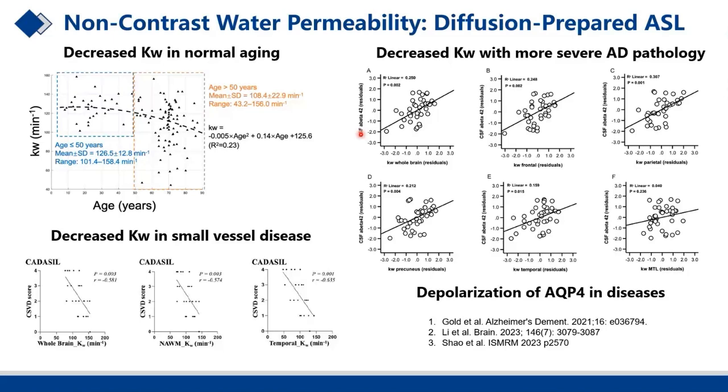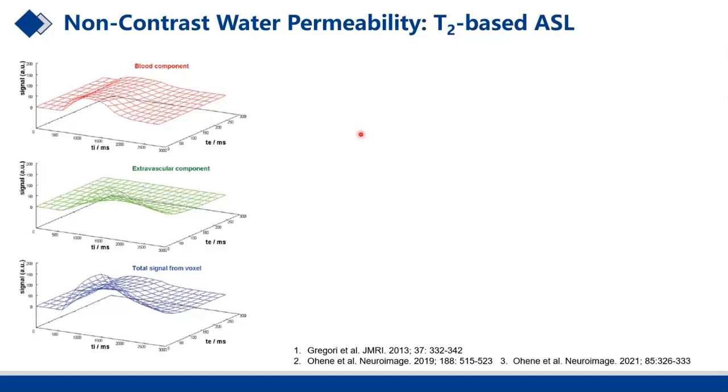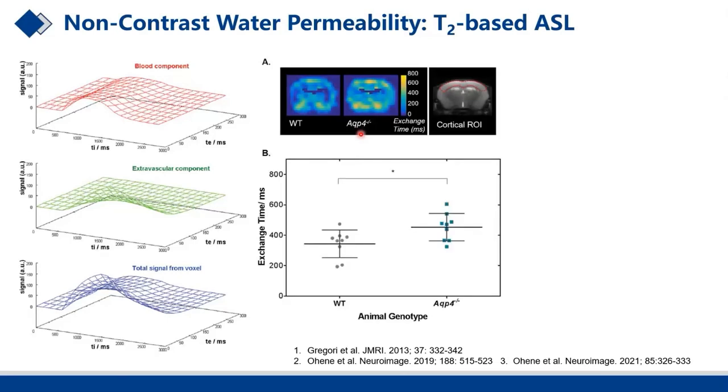And second, of course, in addition to diffusion, we can use a T2-based ASL, just like the previous talk. We can separate the intravascular and extravascular labeled spins by the different T2 of the two compartments. This was originally proposed by Matthias Kunz's group, and then it was adapted by Jack Ross' group into mouse models.